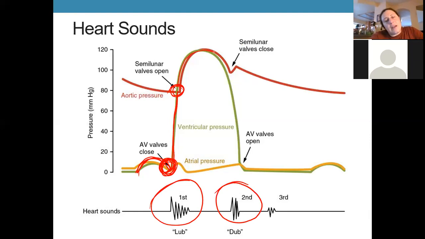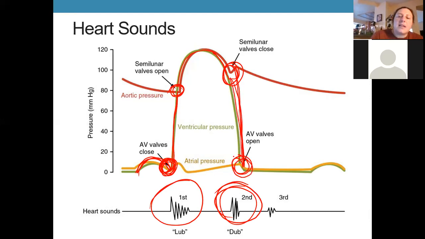And then we are going to start having ventricular relaxation. And so once this pressure drops, we close the semilunar valves again. And that gives us our second heart noise. So then this part is isovolumetric relaxation until the pressure drops below that in the atrium. And then the AV valves open and we have ventricular filling.